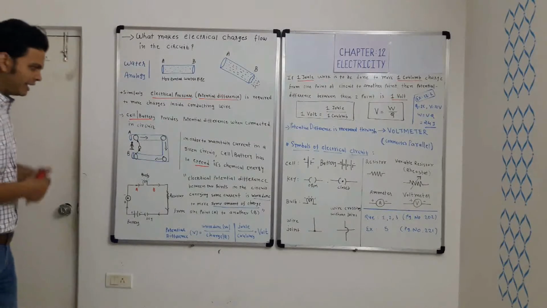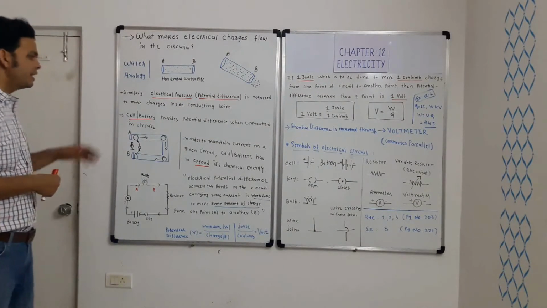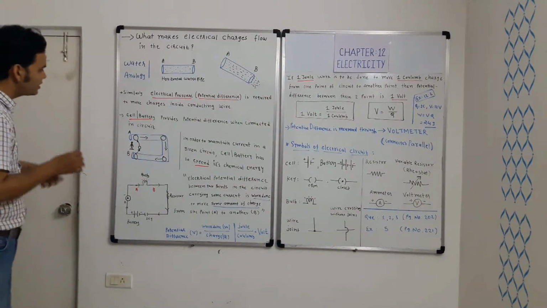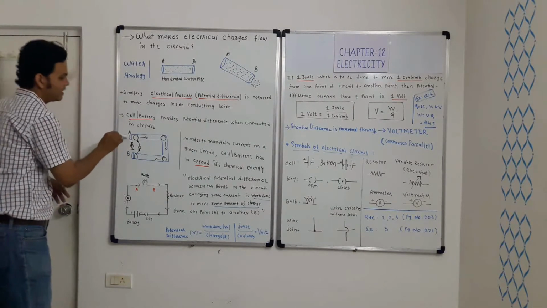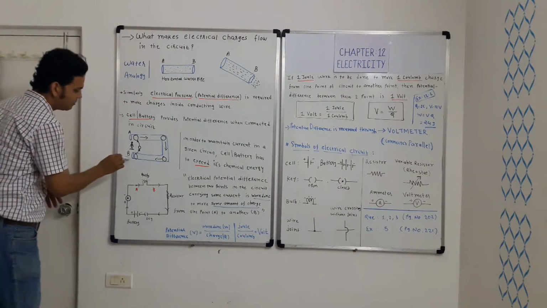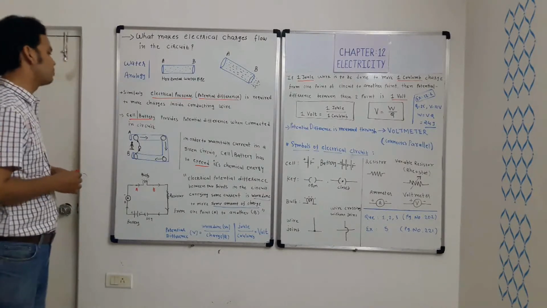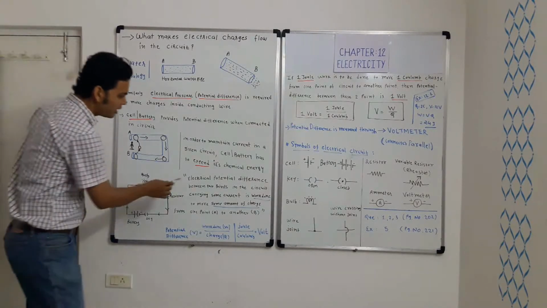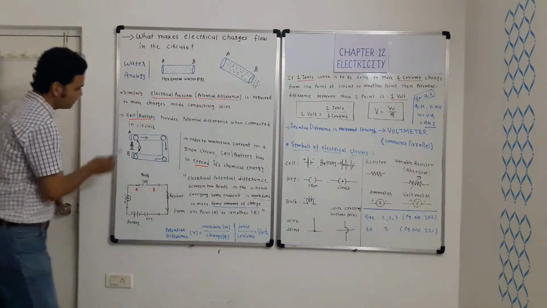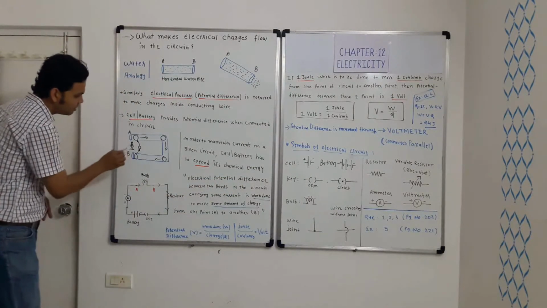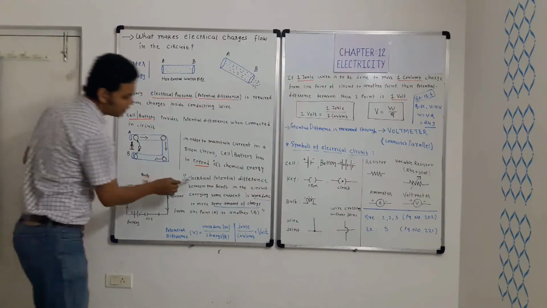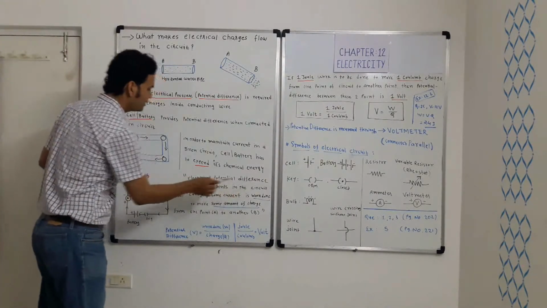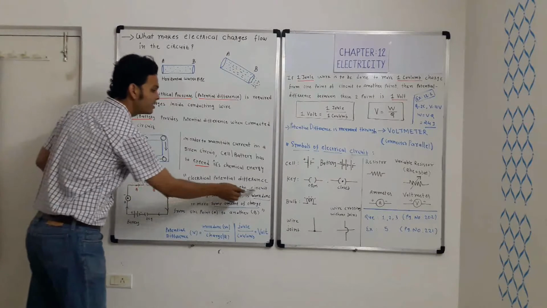Okay, so the technical definition of electrical potential. Here in this example we can say point A is at a higher potential and point B is at a lower potential. So electrical potential difference means the difference in potential between A and B. So electrical potential difference between 2 points in the circuit.